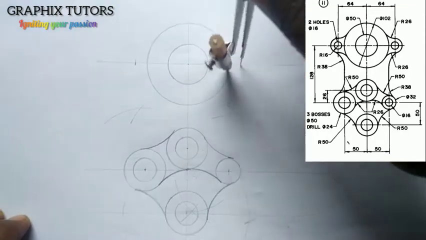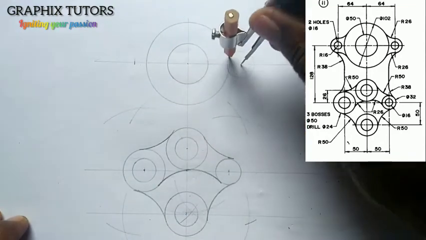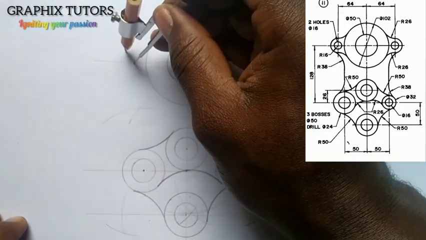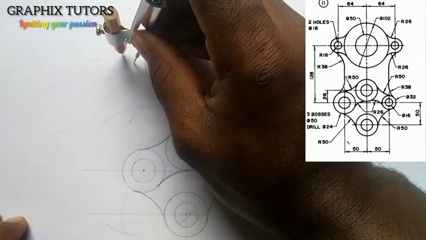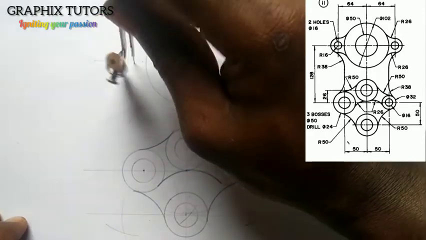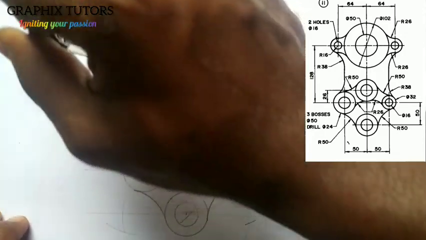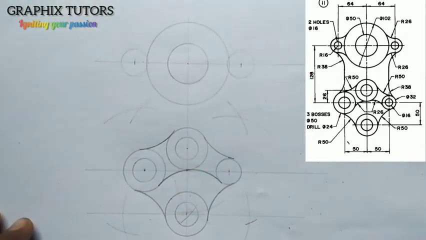I'll measure 8. Faint line first. I'll come on this other point also. I'm going to measure 8. Now I've done those two, right?